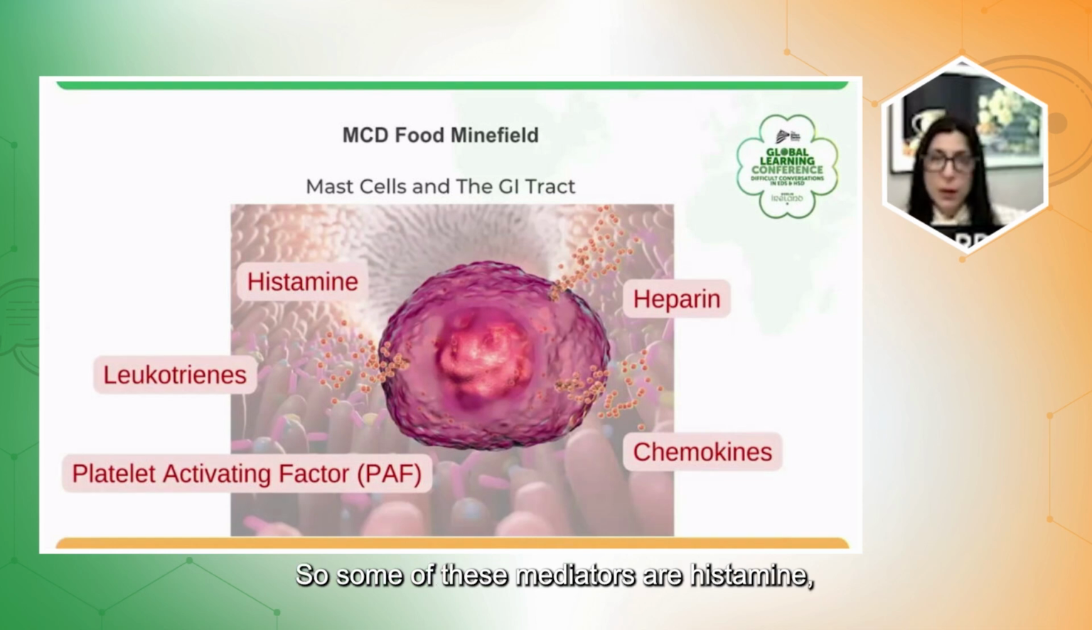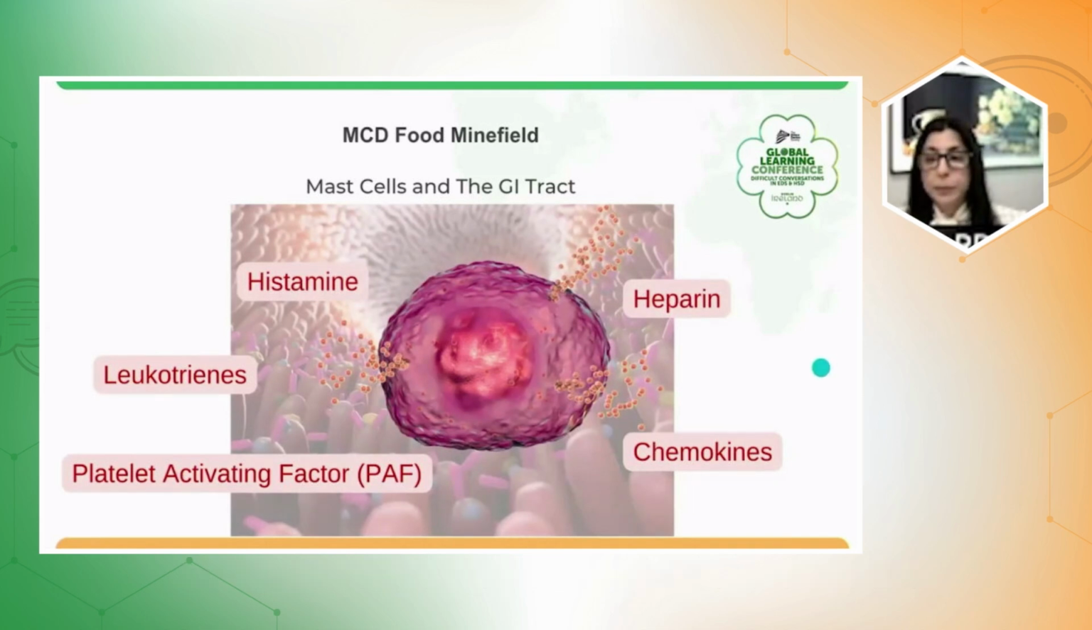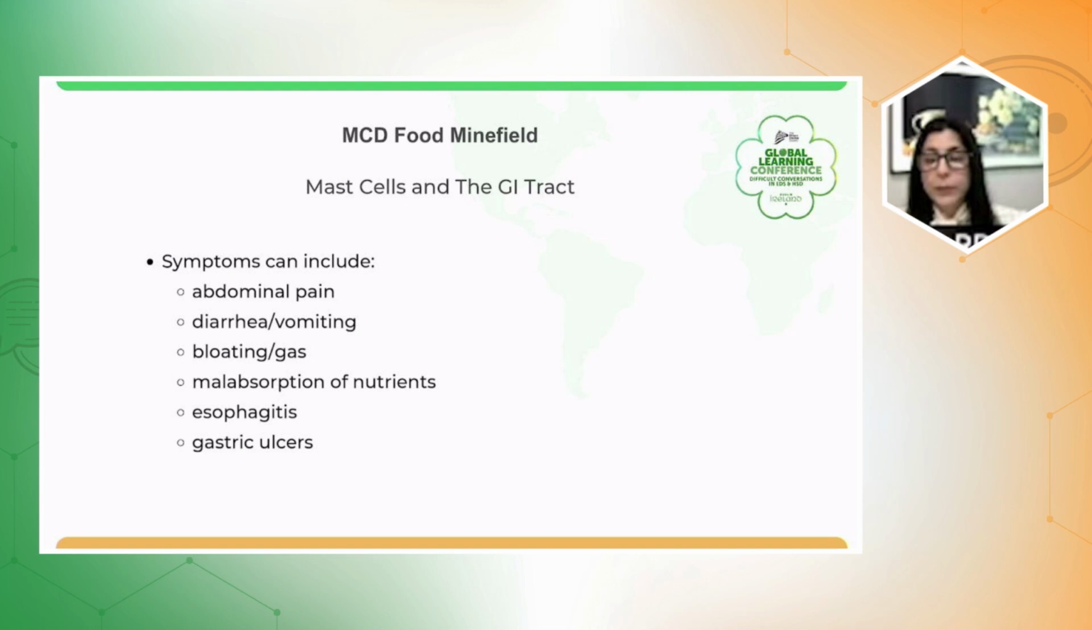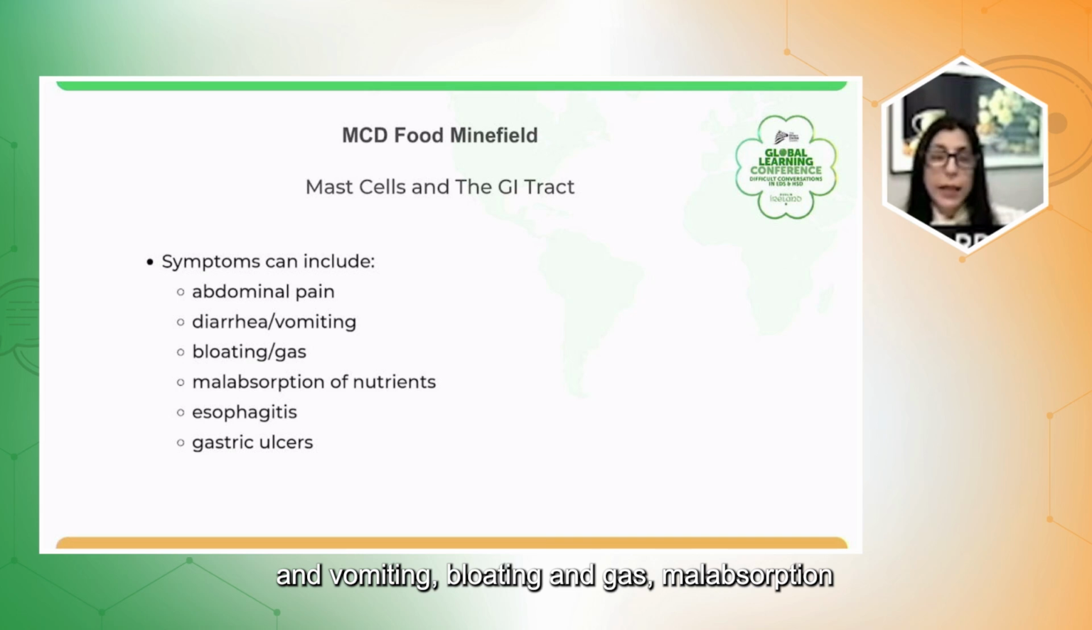So some of these mediators are histamine, heparin, chemokines, platelet activating factor, and leukotriene. So what happens when that little cell lets out these mediators? Well, a lot of different things. Symptoms can include abdominal pain, diarrhea and vomiting, bloating and gas, malabsorption of nutrients, esophagitis, and gastric ulcers.